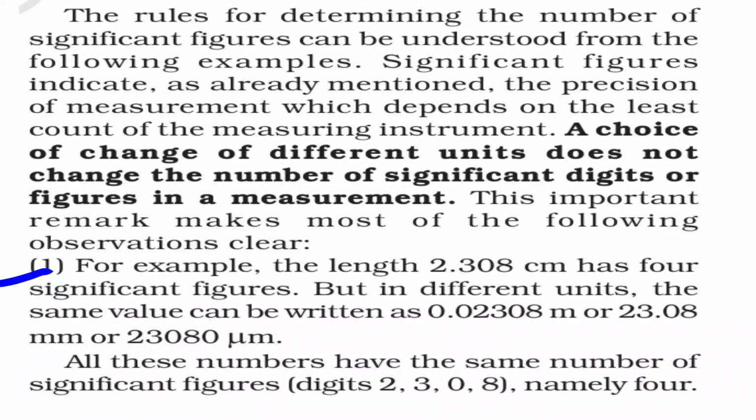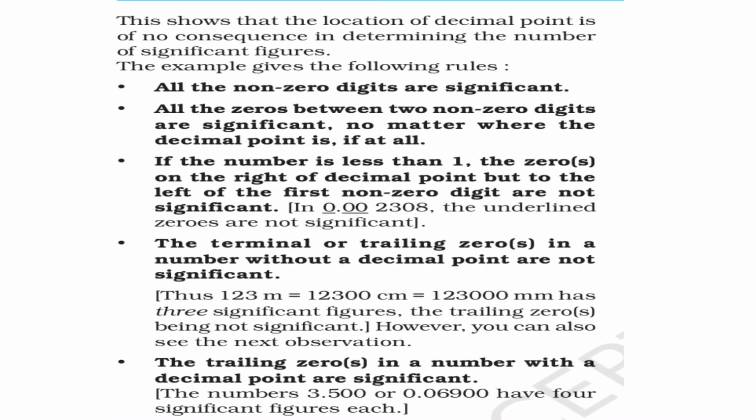First one is, for example, the length 2.308 centimeter has four significant figures, but in different units the same value can be written as 0.02308 meter or 23.08 millimeter or 23080 micrometer. All these numbers have the same number of significant figures, that's digits 2308, namely 4. This shows that the location of the decimal point is of no consequence in determining the number of significant figures.